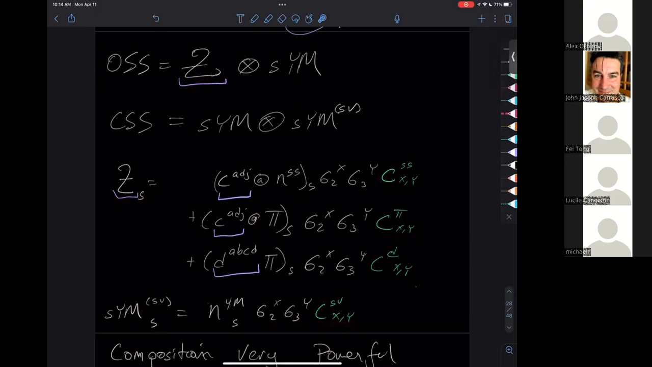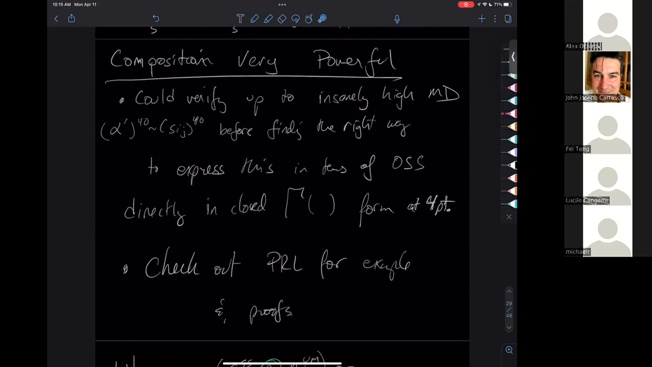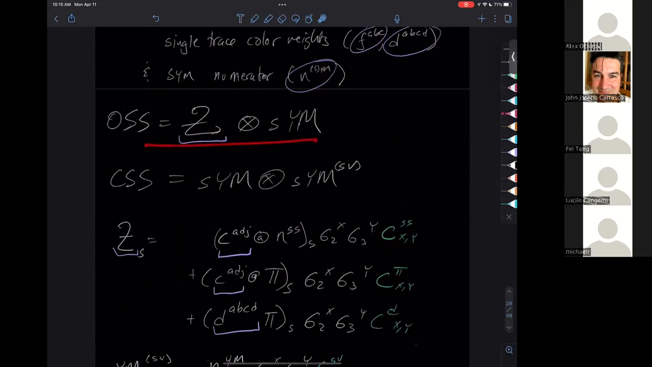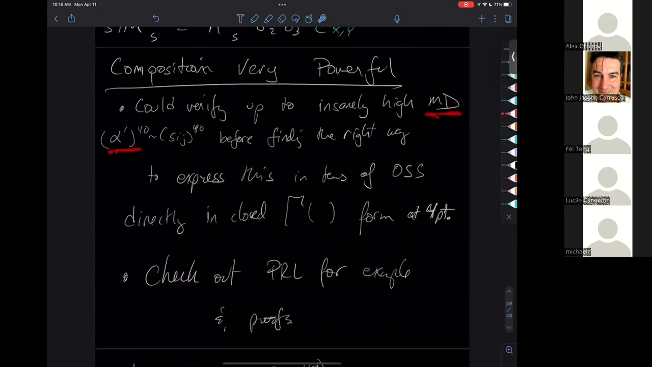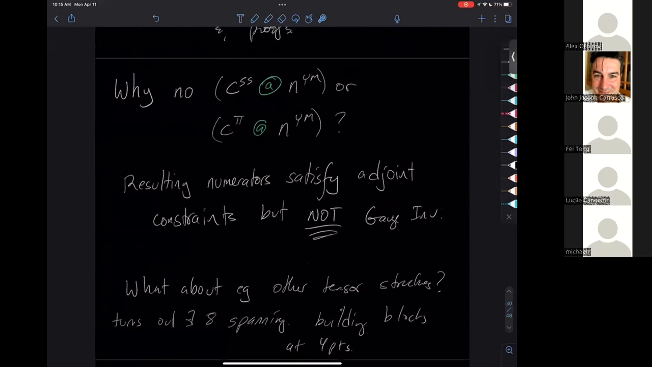And so we've seen with some spectacularly small number of building blocks, you can span all the higher derivative operators that contribute to supersymmetric string theory. So composition is very powerful. And I could point out that I could verify these relations because these compositions are so simple, you could verify them up to insanely high mass dimension, like alpha prime to the 40, before finding the right way to describe it in terms of the actual Euler gamma functions at 4-point. In fact, the most expensive part of this was the series expanding in alpha prime of the string theory, not the composition at all. And so you can check out the paper for examples and proofs.